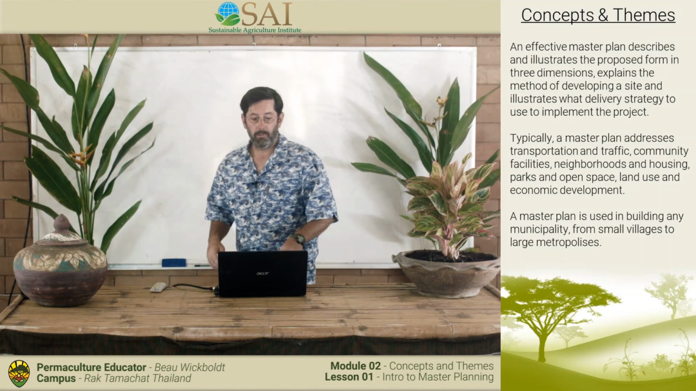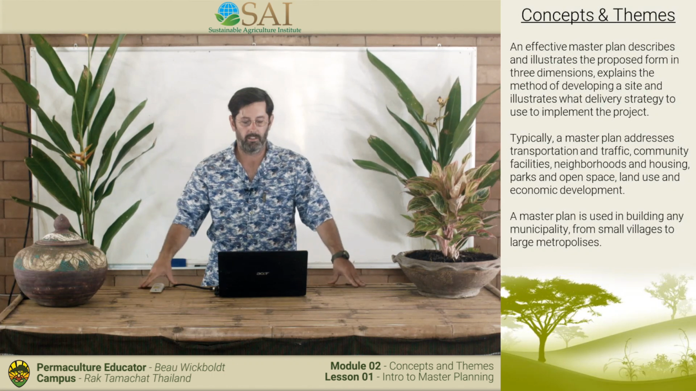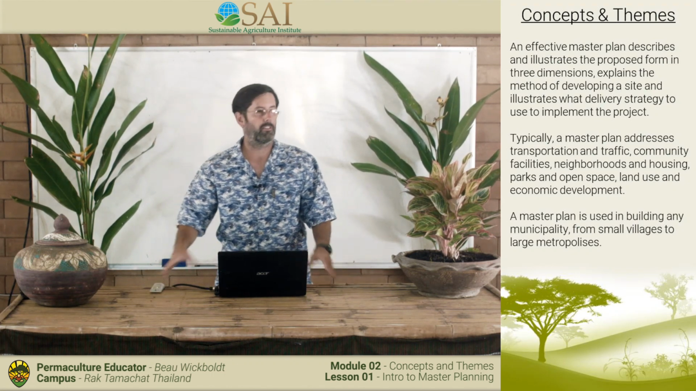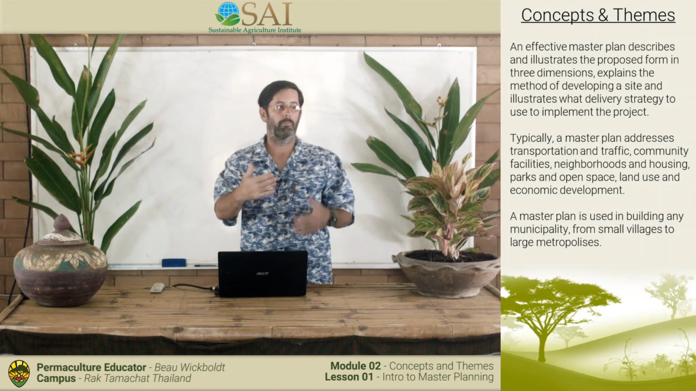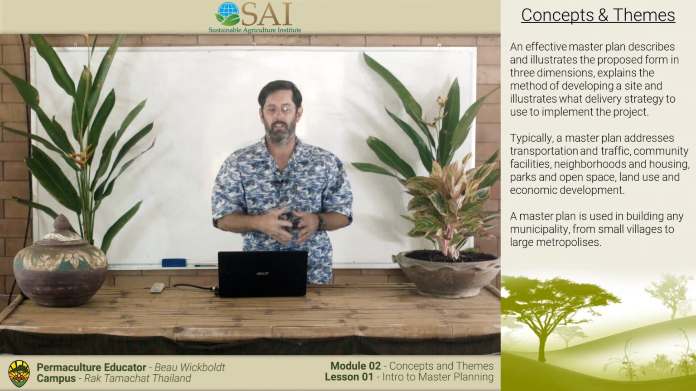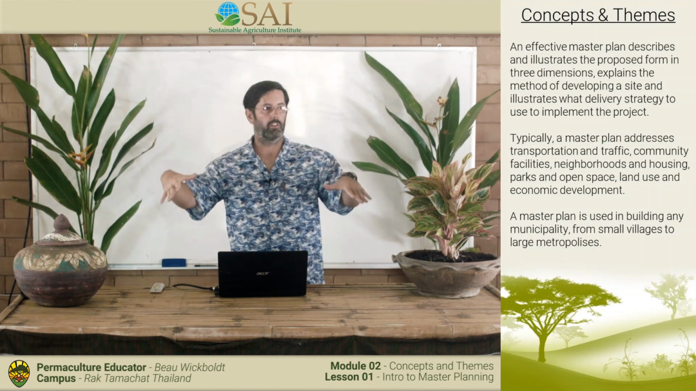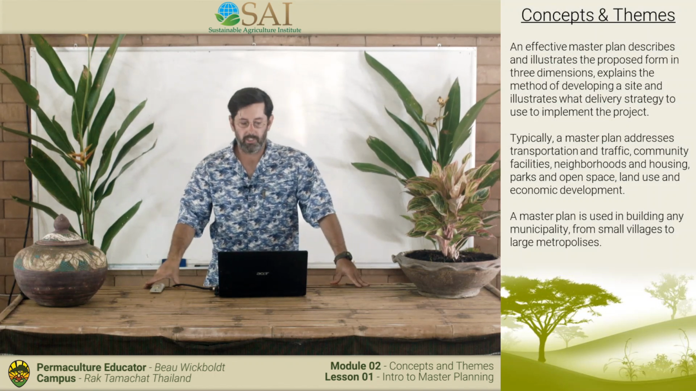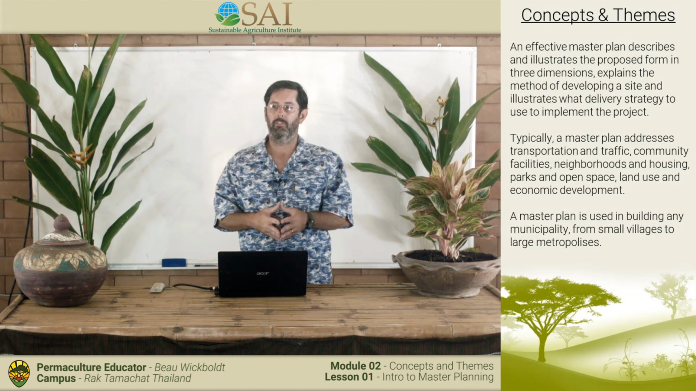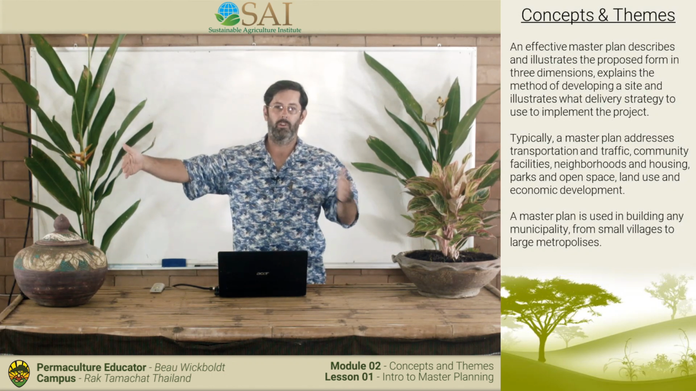An effective master plan describes and illustrates the proposed form of your design in 3 dimensions. It explains the method of developing a site. So that's going to be like a design brief. That might be a written summary of what am I going to do. I've written a description of what I plan to do. And illustrates, so that's our drawing, right? We're going to illustrate graphically what delivery strategies we're going to use to implement the project. So typically we'd also have an implementation plan. How am I going to go about doing what I said I was going to do?